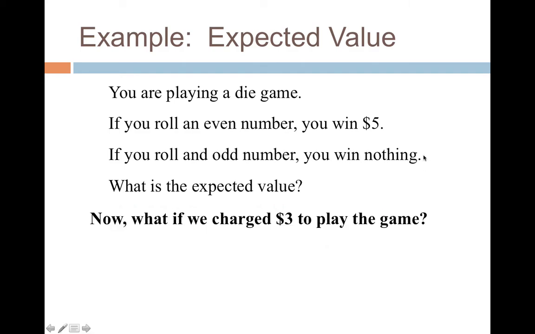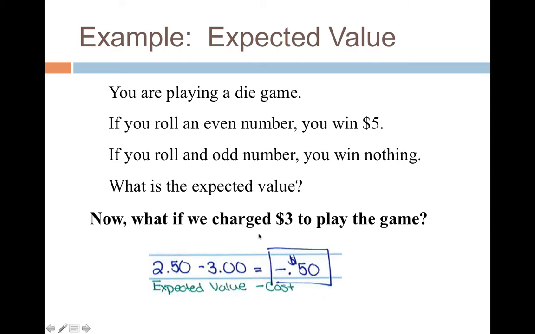Now, same problem, but what if we charged $3 to play the game? So we're adding a little bit to it. Anytime we're told how much a game costs to play, we still find the expected value like we did already. So we find the expected value of $2.50 minus the cost every time. Expected value minus cost. So that's going to give me negative 50 cents.